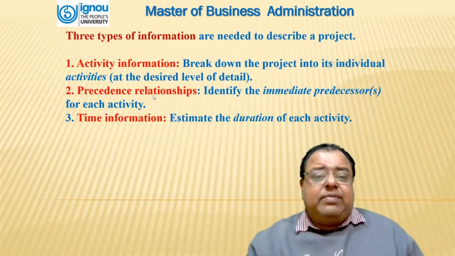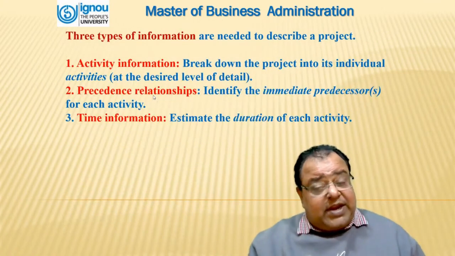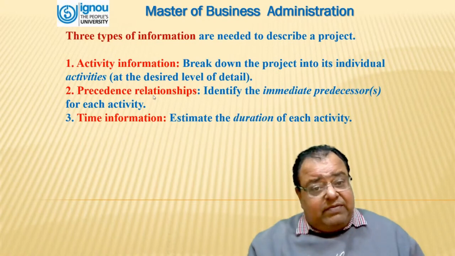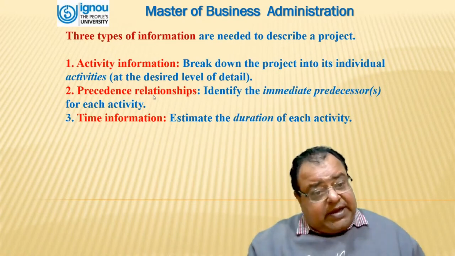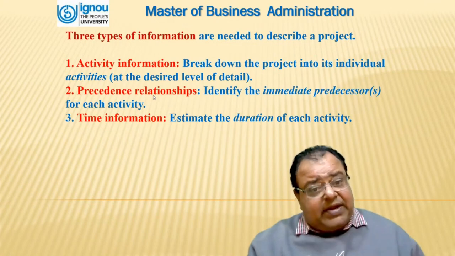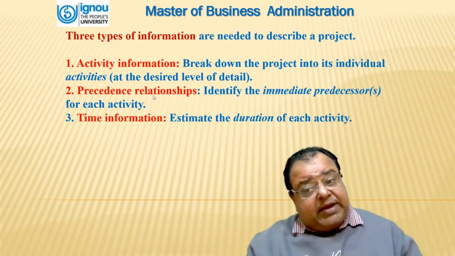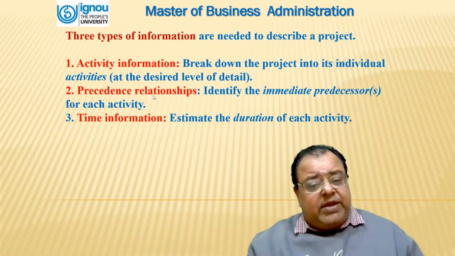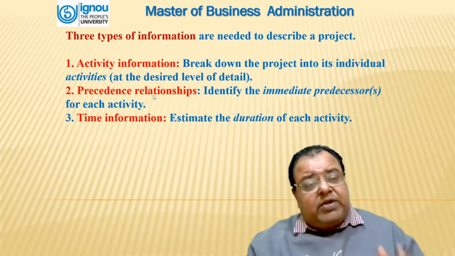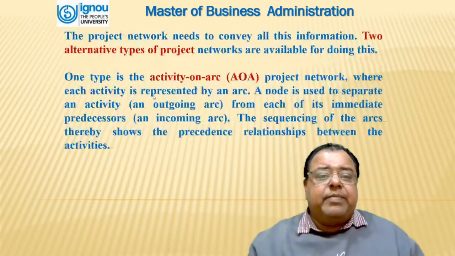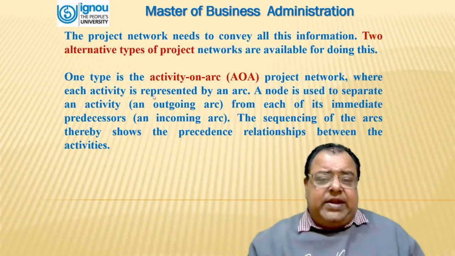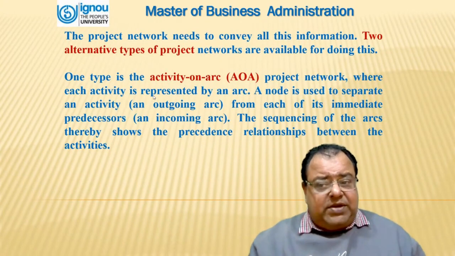There are three different types of information which are needed to describe a project. Activity information: break down the project into its individual activities at the desired level of detail. Precedence relationship: identify the immediate precedence for each activity. And number three is time information: estimate the duration of each activity. The project network needs to convey all this information.